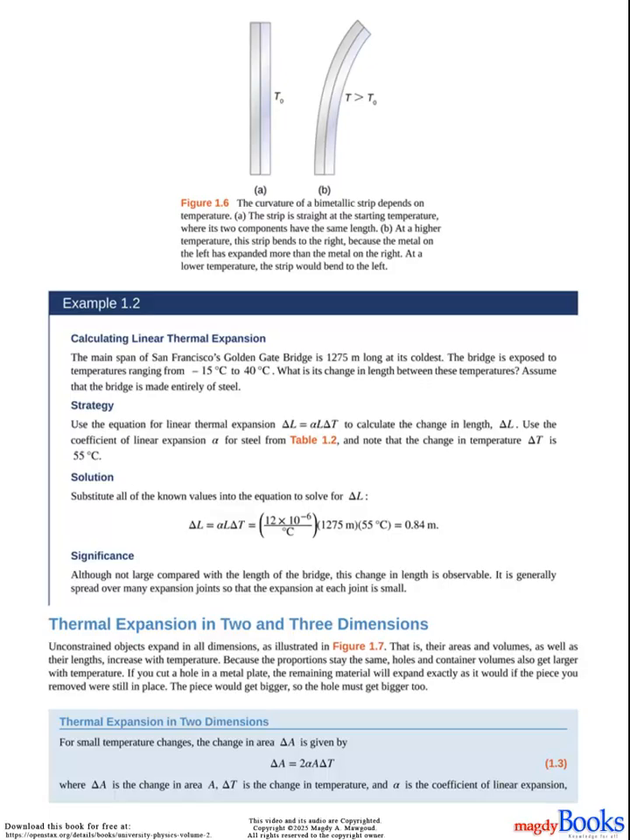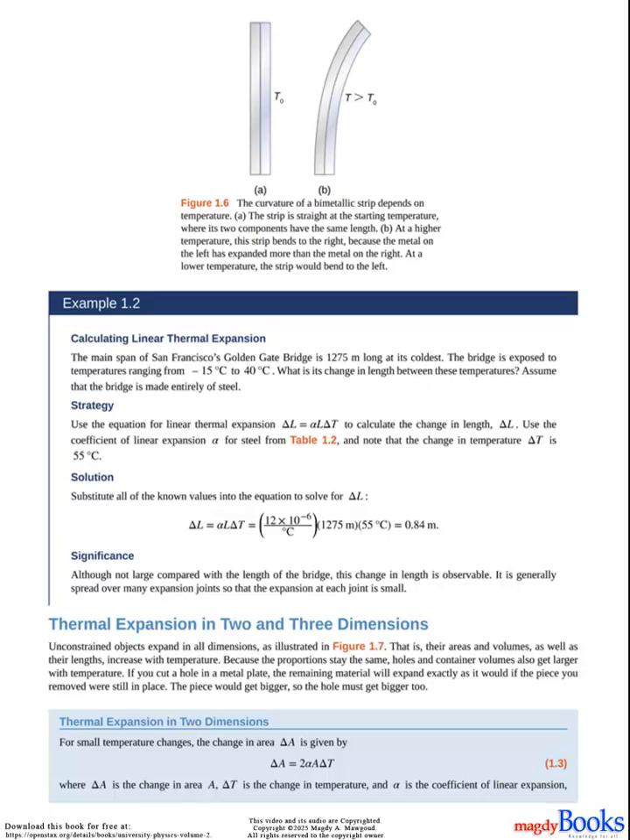Strategy. Use the equation for linear thermal expansion, delta L equals alpha L delta T, to calculate the change in length, delta L. Use the coefficient of linear expansion alpha for steel from Table 1.2, and note that the change in temperature delta T is 55 degrees Celsius.